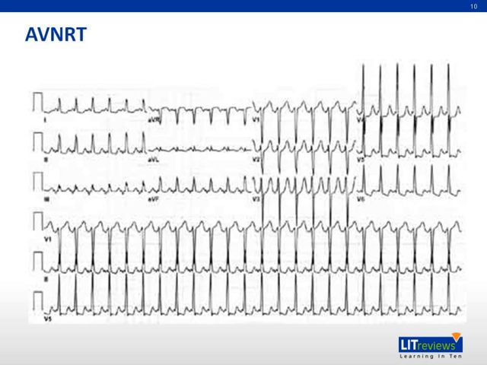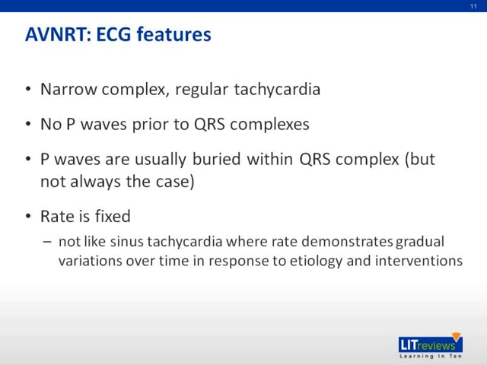This is a 12-lead ECG showing a AVNRT. Typically, a regular, narrow complex tachycardia is seen. The ECG features of AVNRT, as shown previously, are that of a narrow complex, regular tachycardia with no P waves seen prior to the QRS complexes. The P waves are usually buried within the QRS complexes and are not seen in the ECG, but this is not always the case. The rate is fixed and does not undergo variations as compared to sinus tachycardia, where the rate demonstrates gradual variations over time in response to etiology and interventions.